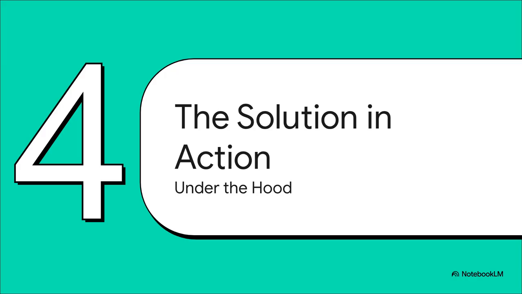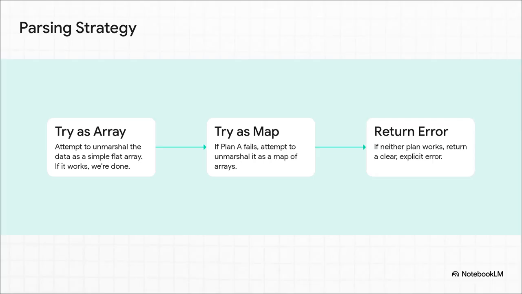Okay, so this sounds great in theory, but how does this custom method actually work? Let's pop the hood and take a look. The strategy is actually surprisingly simple and elegant. First, we try plan A. We try to unmarshal the raw JSON as a simple, flat array. If that works, awesome, our job is done. If it fails, no big deal, we just move on to plan B and try to unmarshal it as a map of arrays instead. And if both of those attempts fail, well, then we know the format is truly something we don't recognize, and we can return a clear, explicit error.